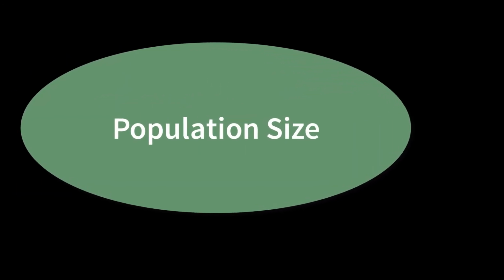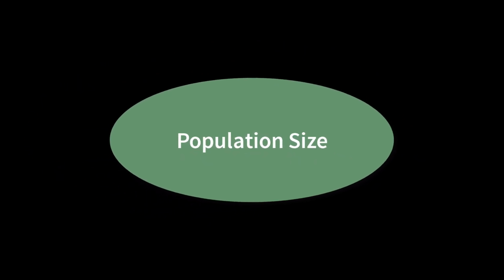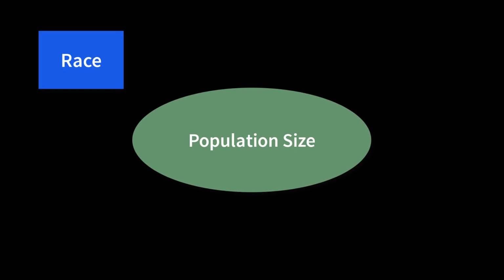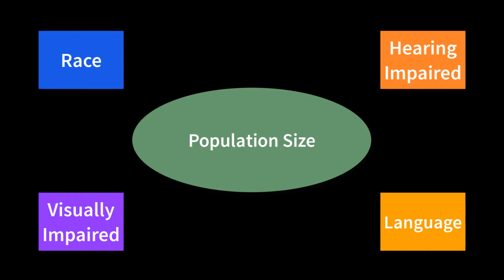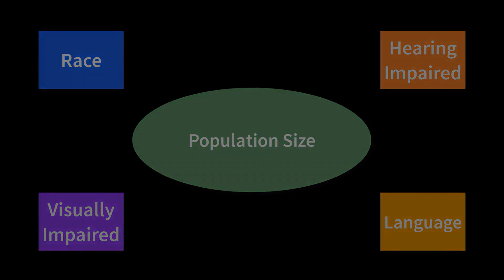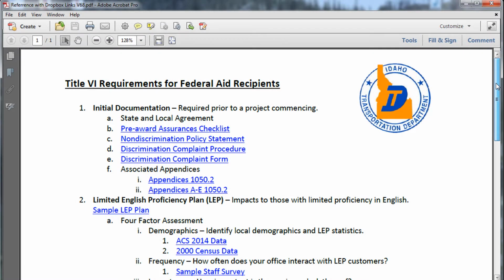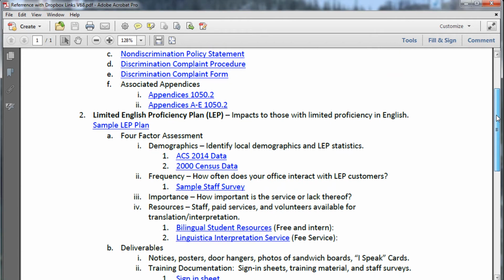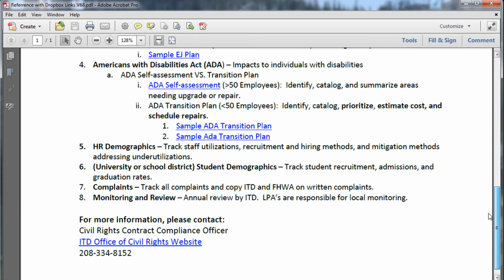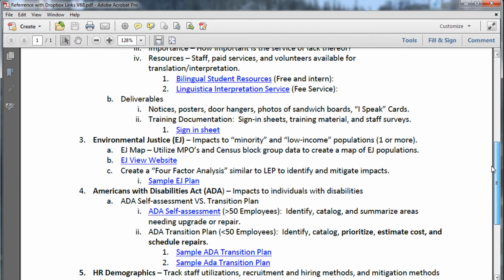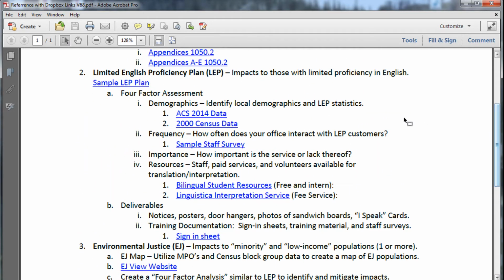Let's look at Factor 1, population size. Your agency should be aware of the demographics of the customers in your service area. You should know the race and common languages of non-English speaking customers. This includes customers who may be deaf and might need to communicate using American Sign Language. We've compiled almost all of the data and best practices you'll need to create a four-factor analysis for your service area. To review this data, you'll need to access the ITD Dropbox account and download the current demographics for your service area. In this case, it may be best to use the 2014 ACS LEP spreadsheet.